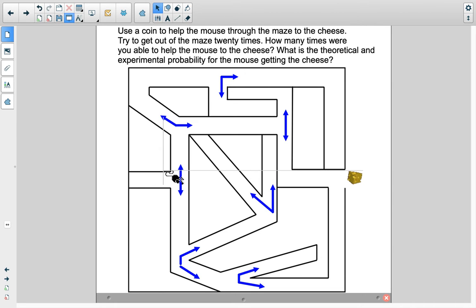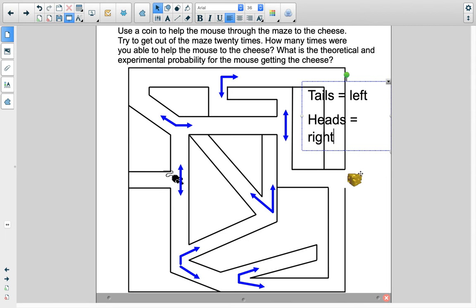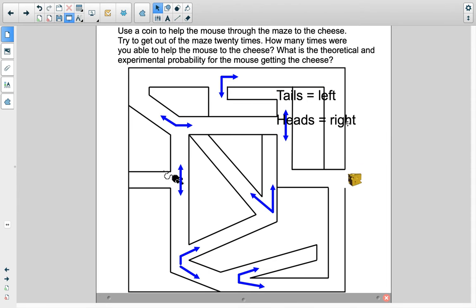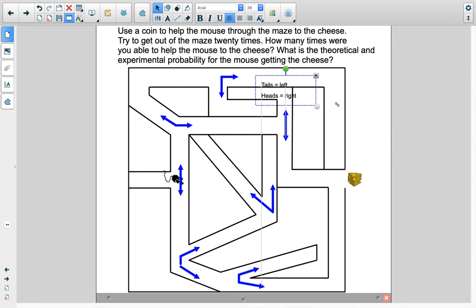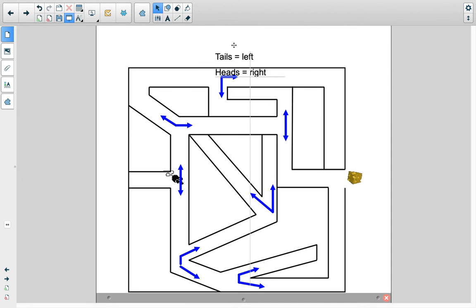So let's get here and say he gets tails. Well, if he gets tails, let's say he goes left, all right? So I'm going to write this here. Tails equals left. Heads equals right. So if he gets tails, he's going to go left. If he gets heads, he goes right.